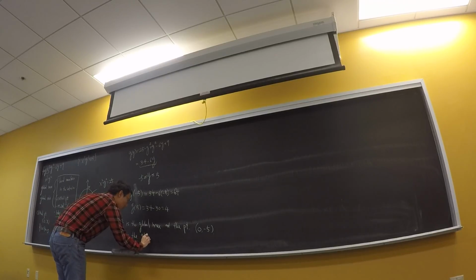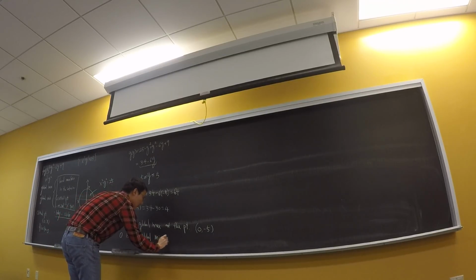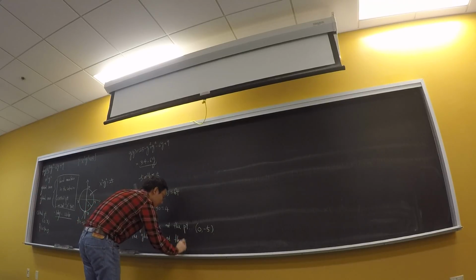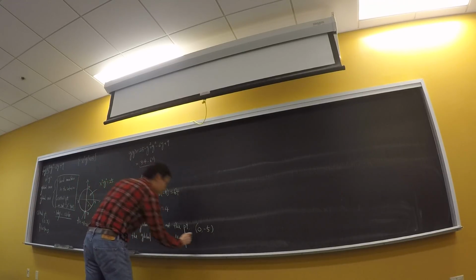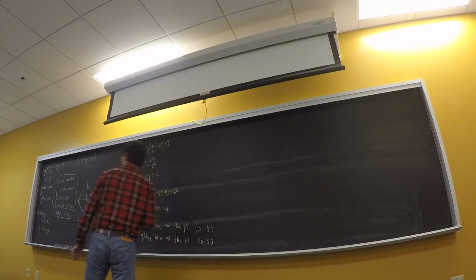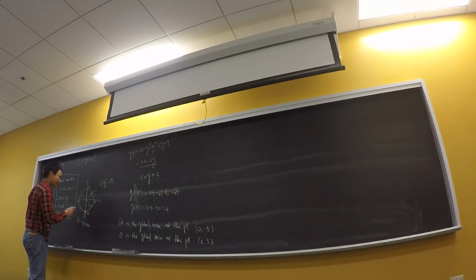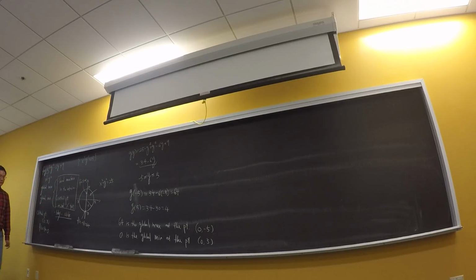and we can also say 0 is the global minimum at the point (0, 3). So if I go to (0, 3), it's going to be right here. So this is where the function value is equal to 0. Okay?